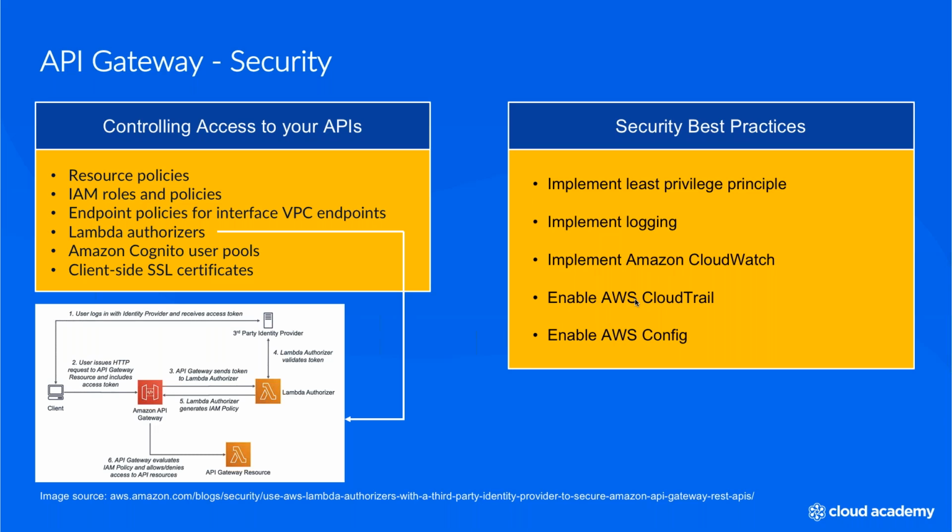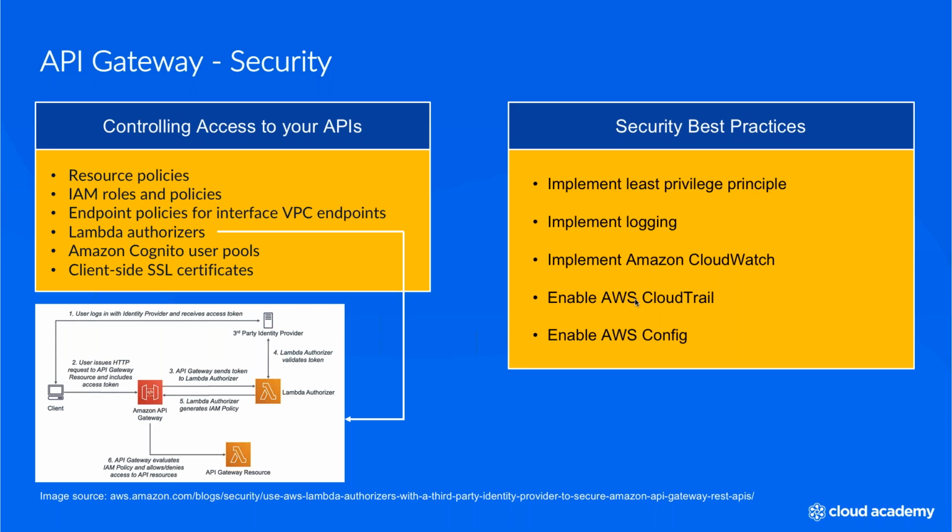Enable AWS CloudTrail. Again, I recommend enabling CloudTrail anyway within your account, not just if you're using API Gateway, just to help you audit any actions taken by a user, role, or AWS service, such as API Gateway itself.